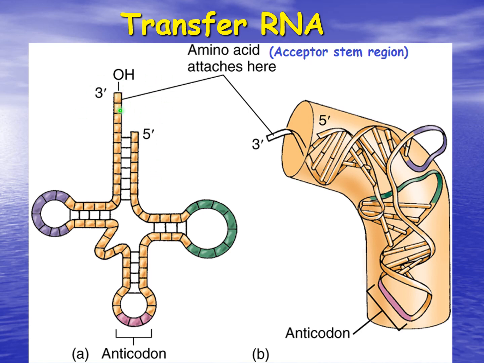Which amino acid attaches to the acceptor stem is determined by this 3 nitrogen base sequence right here, known as the anticodon. So if methionine is the one I want attached here, I have to have the complementary base pairs of RNA from the codon to the transfer anticodon. Since AUG is my codon, A goes to U, U goes to A, G goes to C. That would tell this transfer RNA to attach to methionine when it sees it out in the cytoplasm.